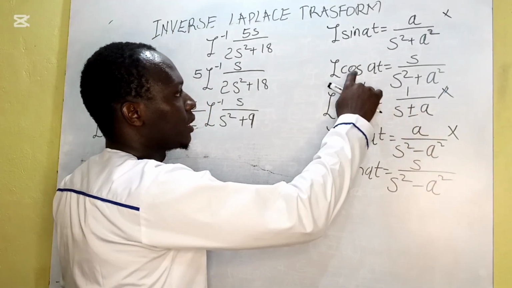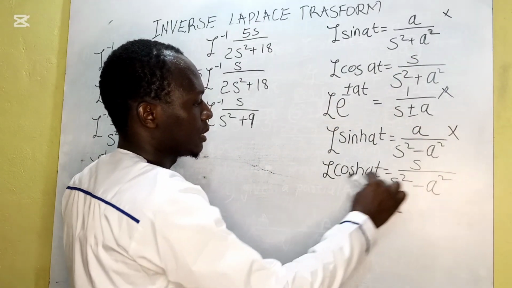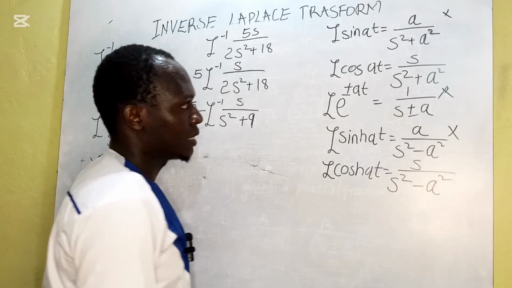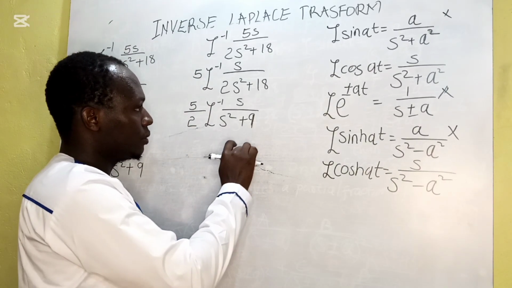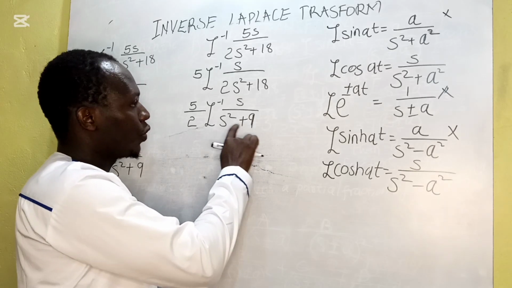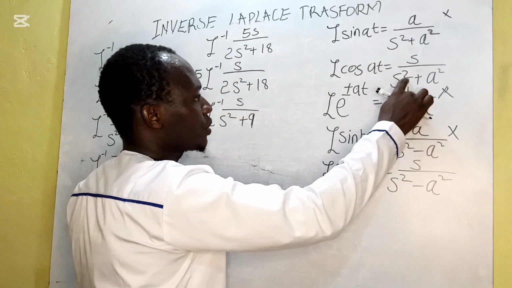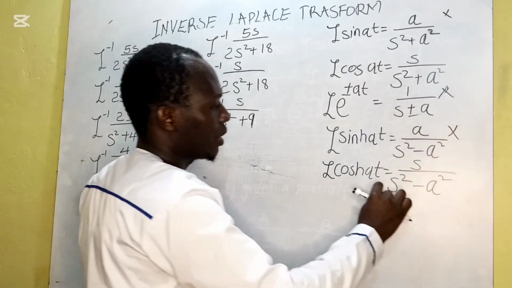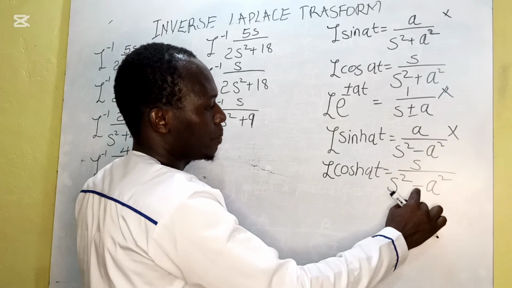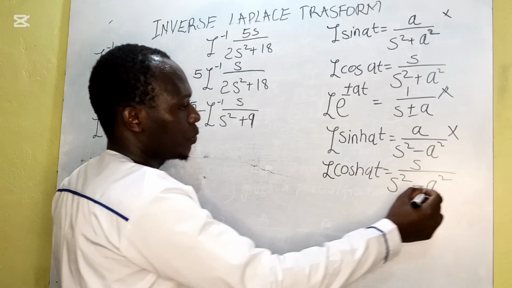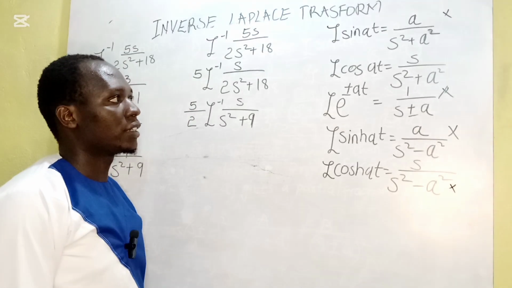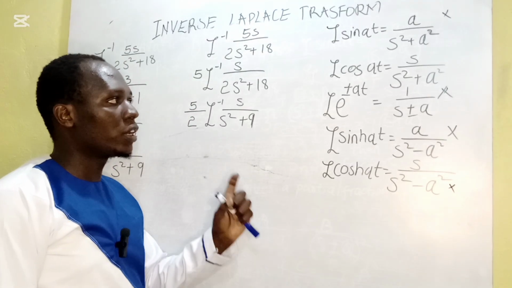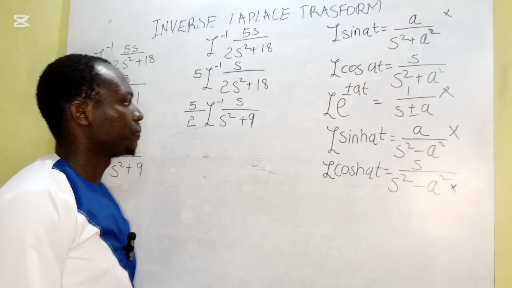But here, cos has an s, and cos hyperbolic has an s. Let us now check on their denominators. On their denominators, we are having s squared plus a squared, and here we are having s squared minus a squared. This one we are going to cancel out. So we are going to use that column, whereby it is going now to be cos at.